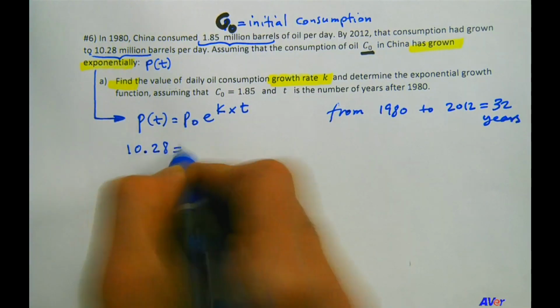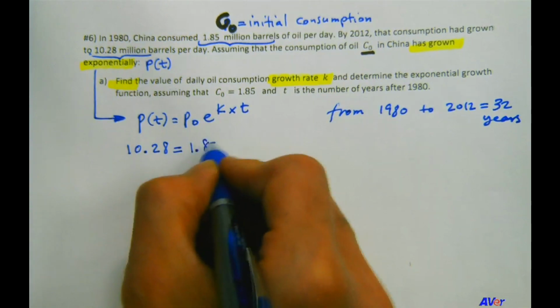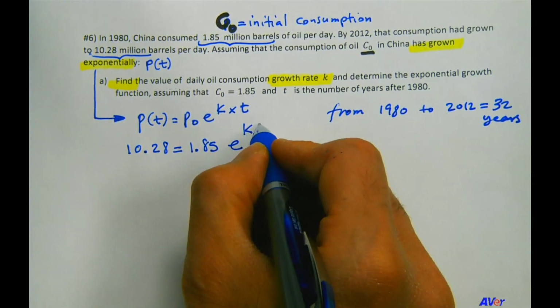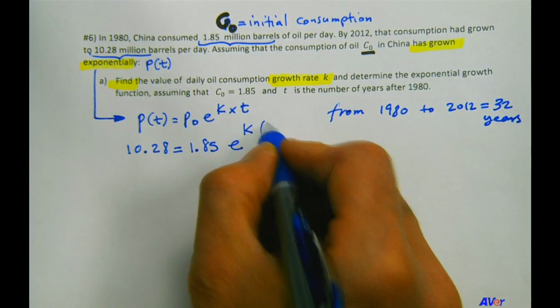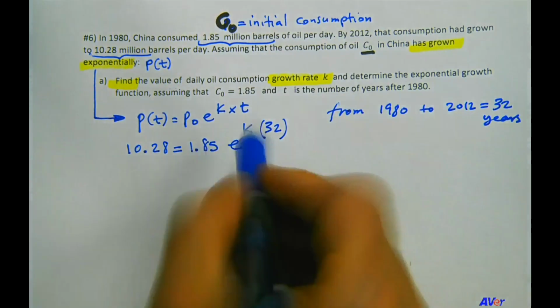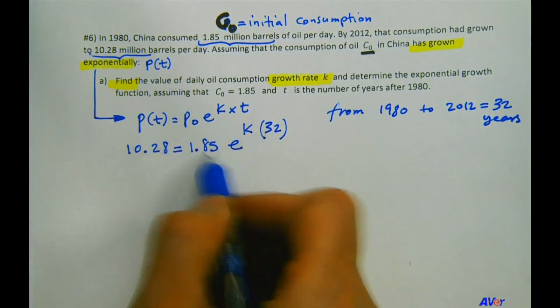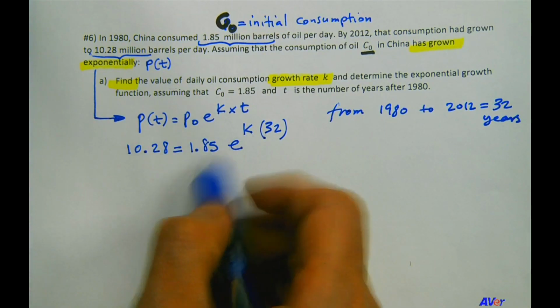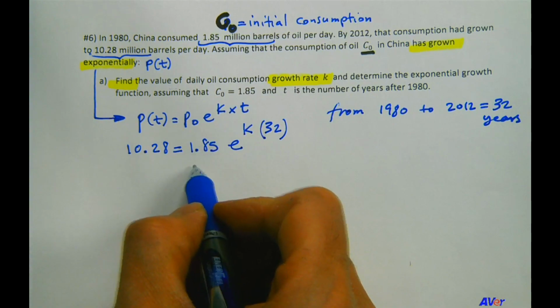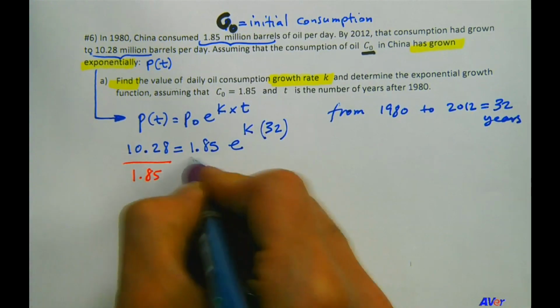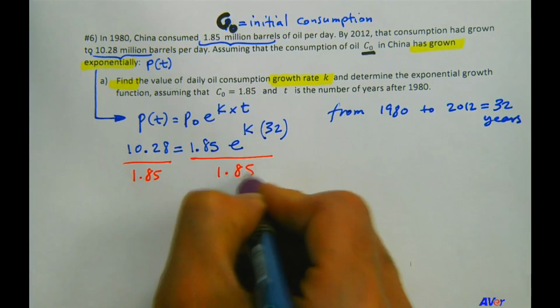10.28 million equals 1.85 times E to K times 32, or 32K, right? Okay, so we're solving for K. That means we need to isolate K. Look how many things are in our way of isolating K. The first thing is this 1.85, right? How do we get rid of it? Divide both sides by 1.85. That's the technique to use there.